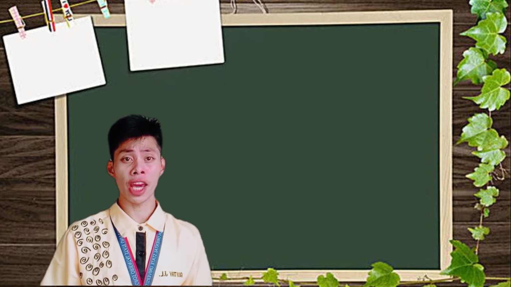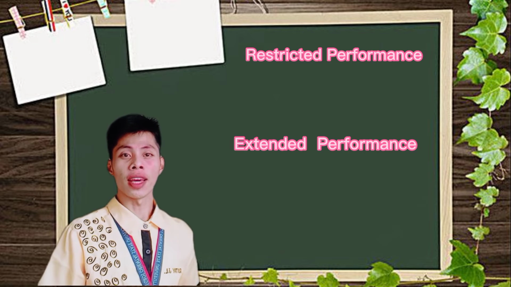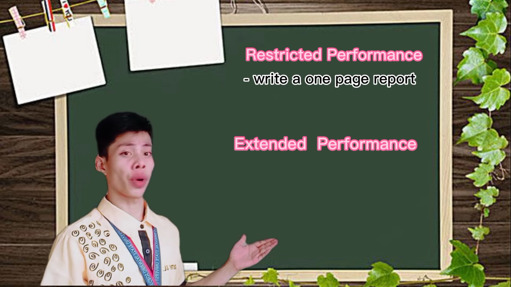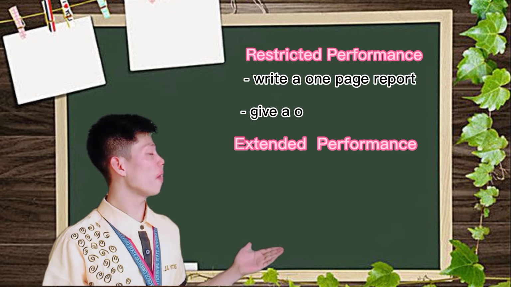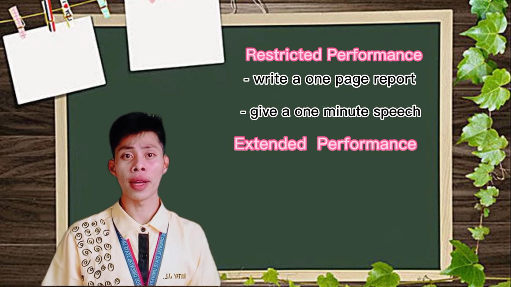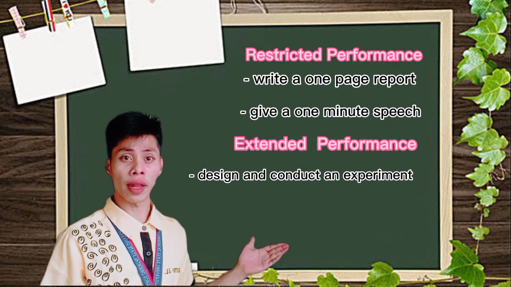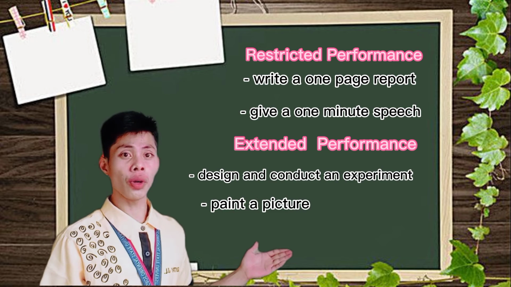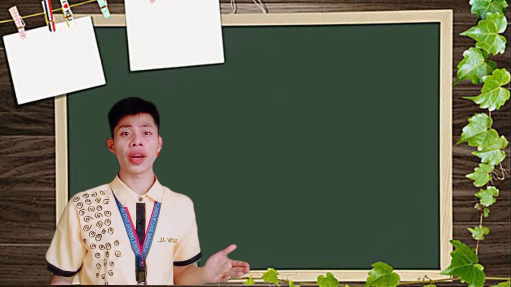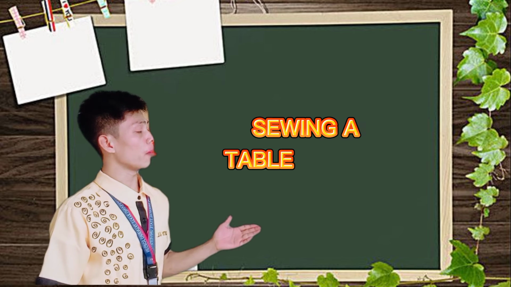Performance assessment can be restricted or extended performance. Examples of restricted performance: write a one-page report, give a one-minute speech. Examples of extended performance: design and conduct an experiment, paint a picture, or repair a motor. I will show you another example of a performance assessment: sewing a table napkin.